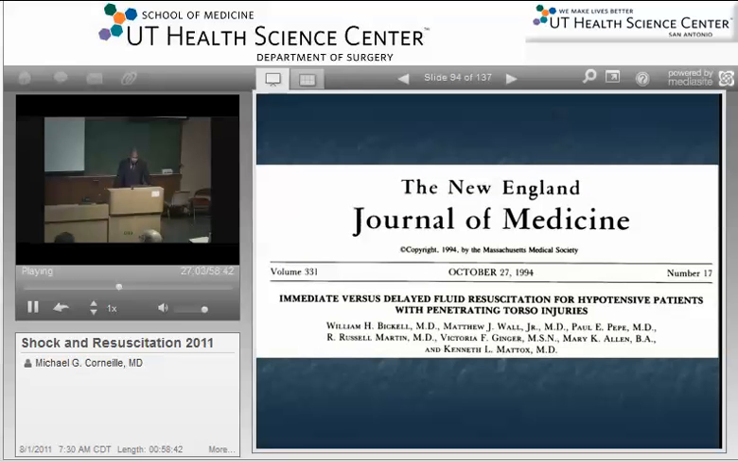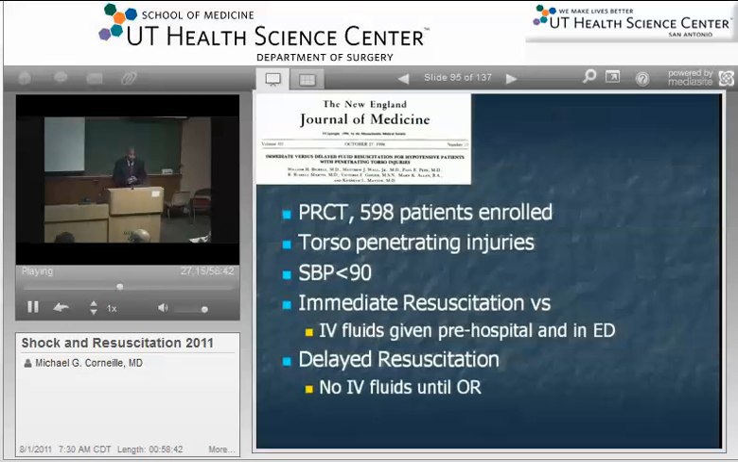So putting that to the test, this was actually a landmark article that came out in '94. It was conducted in Houston. It was a prospective randomized trial. They enrolled almost 600 patients and looked at patients with penetrating torso injuries, so not blunt patients and not patients exsanguinating from extremity trauma, but penetrating torso injuries. They enrolled patients with systolic blood pressure less than 90, and this was essentially a pre-hospital and emergency department. So pre-OR is the break point here between immediate resuscitation and delayed resuscitation. In the immediate resuscitation group, those patients had 2 large bore IVs and given standard IV resuscitation.